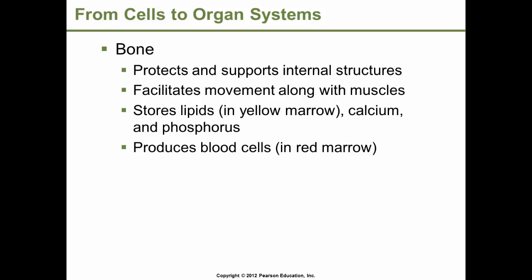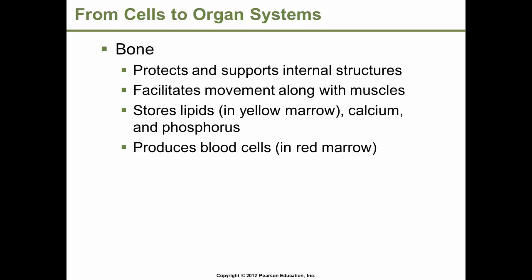Bone protects and supports the internal structure. It facilitates movement along with muscles. It stores lipids in the yellow bone marrow. It's also the storage facility for calcium and phosphorus. It produces blood cells in the red bone marrow.